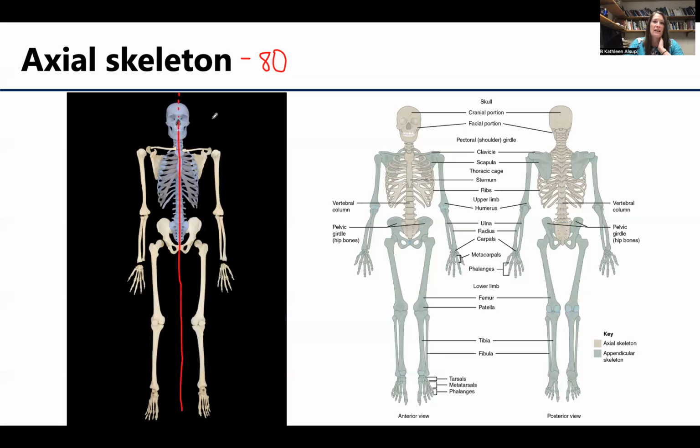You can see that highlighted here in light blue, or in this beigeish color on this other image. This would include bones of the skull, the neck and the vertebral column as a whole, as well as the thoracic cage. So the ribs and the sternum would be part of the axial skeleton.